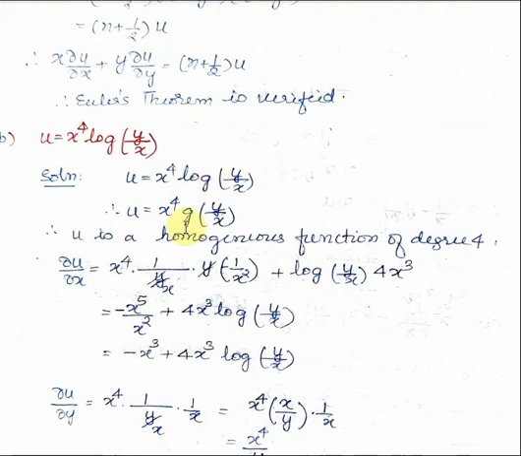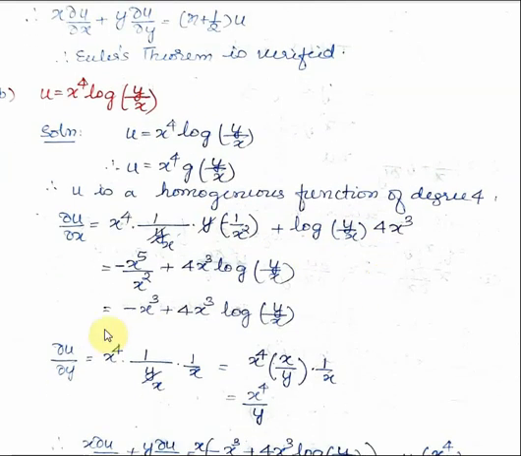Differentiation of log is 1 by x, variable is y by x. Therefore, 1 by y by x into differentiation of y by x. y is constant. Differentiation of 1 by x is minus 1 by x square. Plus log y by x is constant. Differentiation of x power 4 is 4x cube. Simplify. This is going to be your dou u by dou x.